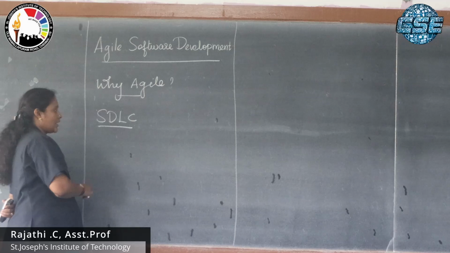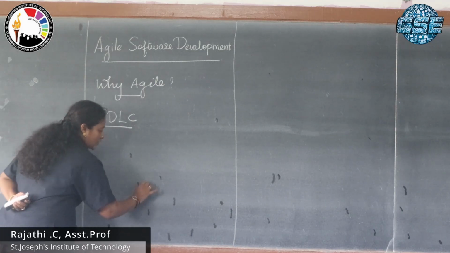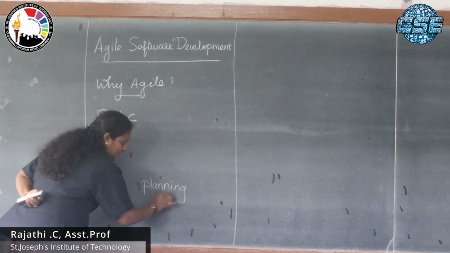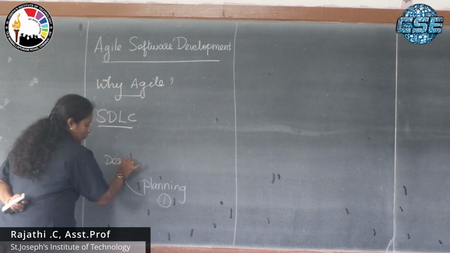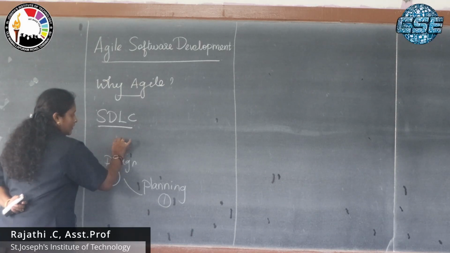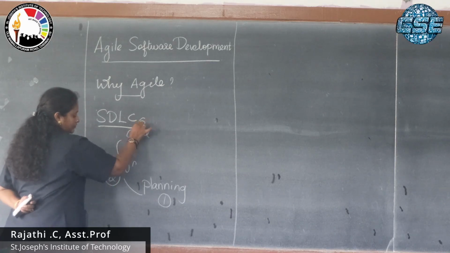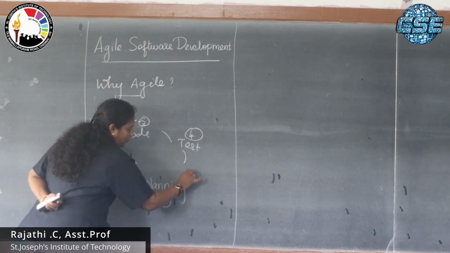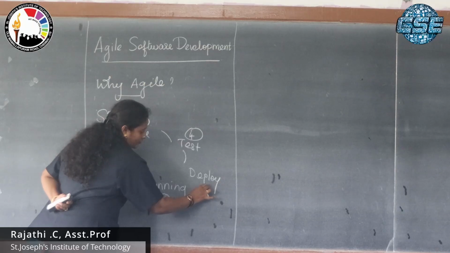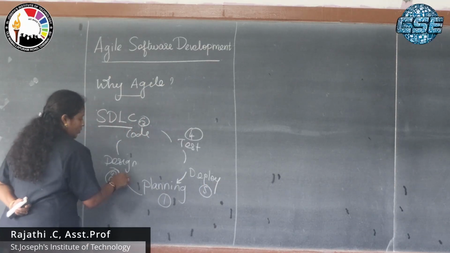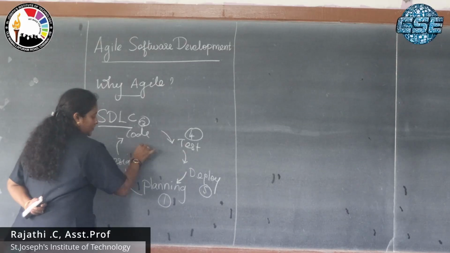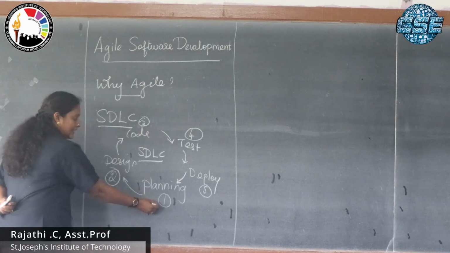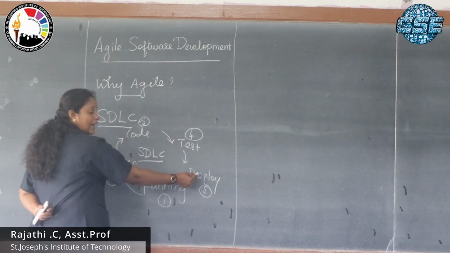This software development life cycle has phases. We are going to start with planning. This is the first phase. After that we are going to do design, code, test, and deployment. These are the phases of the traditional software development life cycle: we start with planning, then designing, coding, testing and deployment.